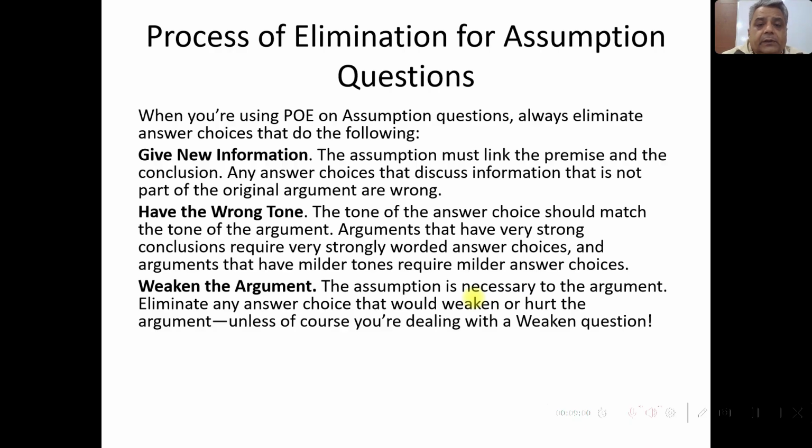Have the wrong tone. The tone of the answer choice should match the tone of the argument. Arguments that have very strong conclusions require very strongly worded answer choices, and arguments that have milder tones require milder answer choices.